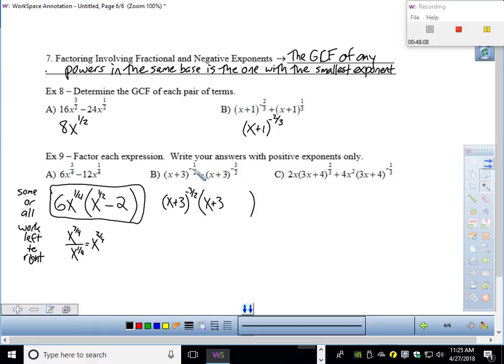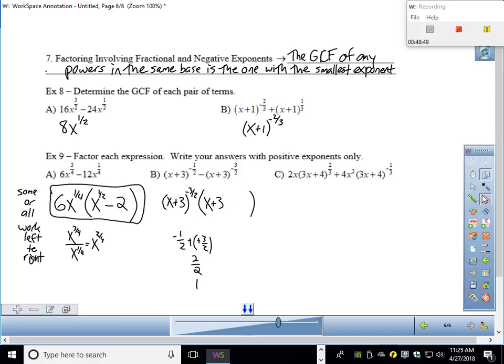Let's see if you can do this. Negative 1/2 minus negative 3/2. Subtracting a negative is just like adding a positive. So negative 1/2 plus 3/2 is actually 2/2, which is 1. Which means this is just x plus 3 to the first. Anything to the first power is just itself, so x plus 3. That one's a good one.